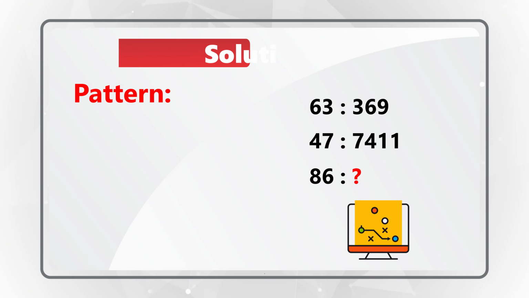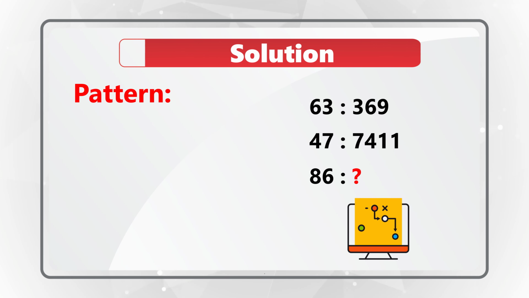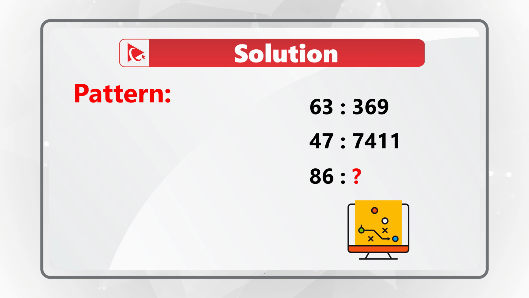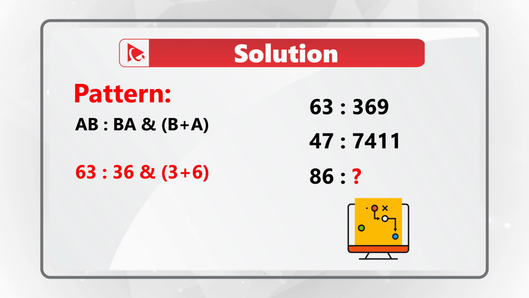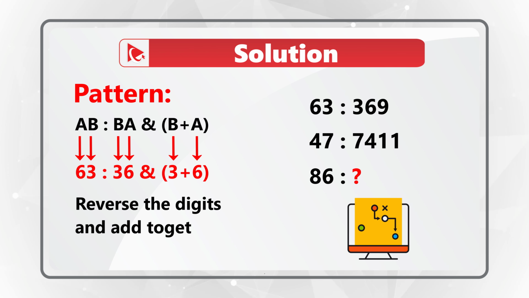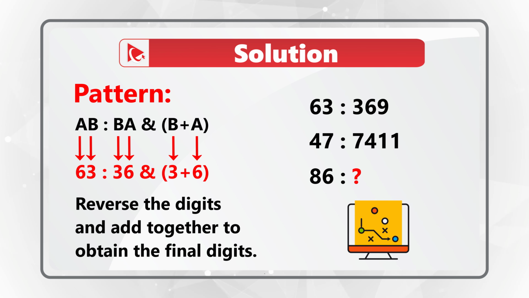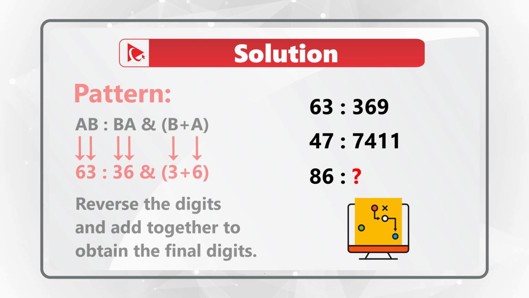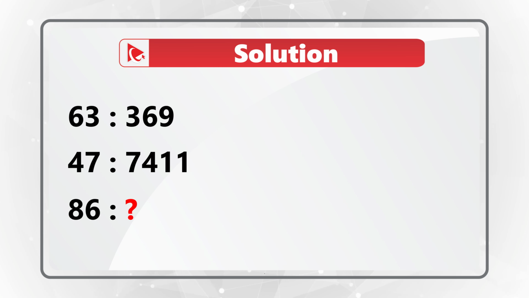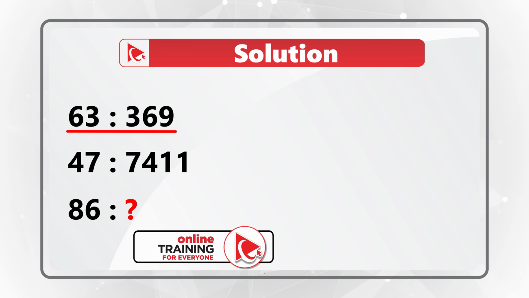As usual, my advice to you, to solve this and other similar types of challenges, you need to look for patterns. And the pattern here is that AB is related to BA plus B plus A. So you need to reverse the digits and add together the digits to obtain the final digits. Let's look at the sample. So 63 is related to 369.